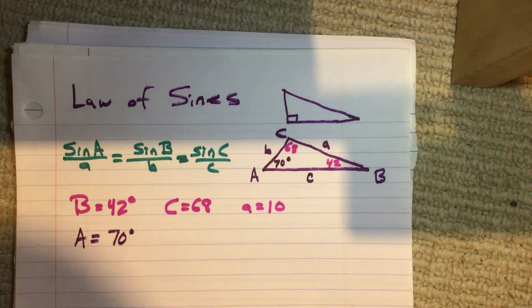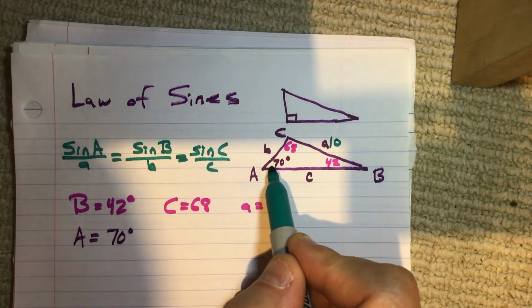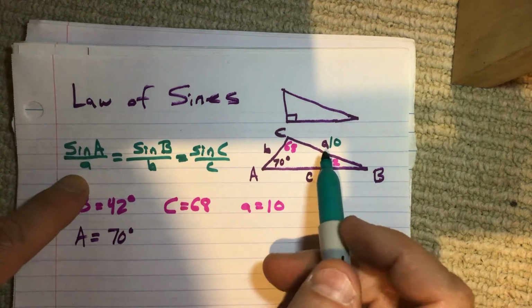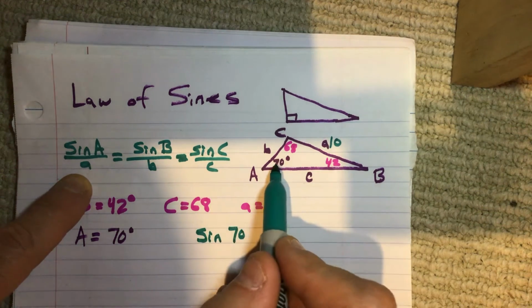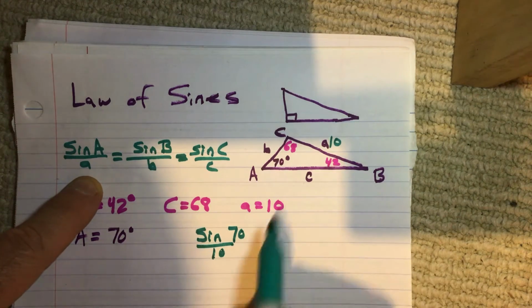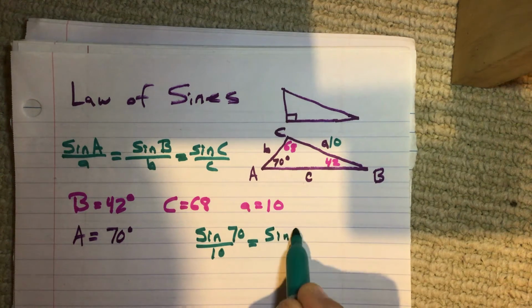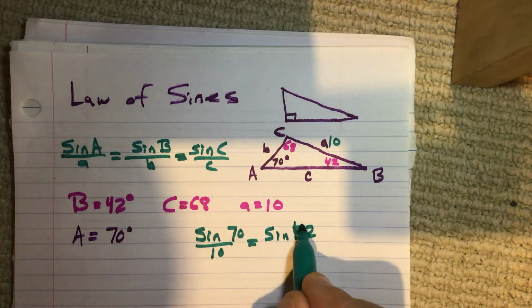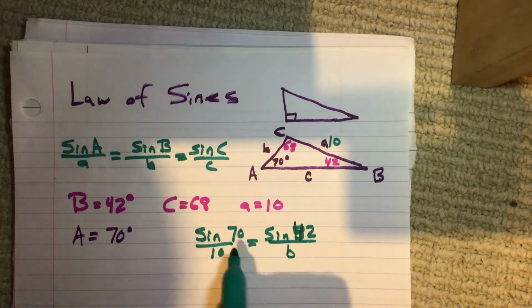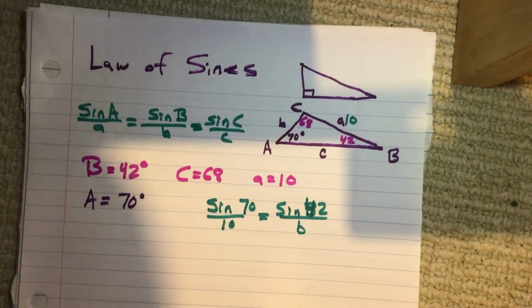So what we want to know, we know that little a right here is 10. We want to find b and c. So we know angle A and we know little a. So we can set up a ratio like this, and we can say that the sine of 70, which is angle A, over 10, which is side a, is equal to, and now we can do whatever we want. Let's do the B. Sine of B, B is 42 degrees, so sine of 42 over little b. So the only thing that's missing in this proportion here is little b. So we should be able to solve this using our calculator and some algebra skills.